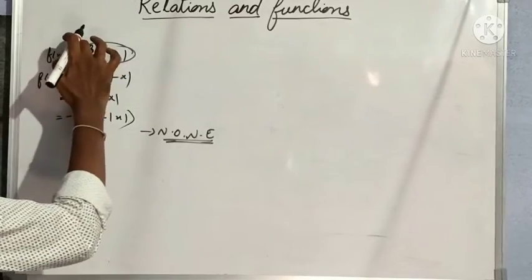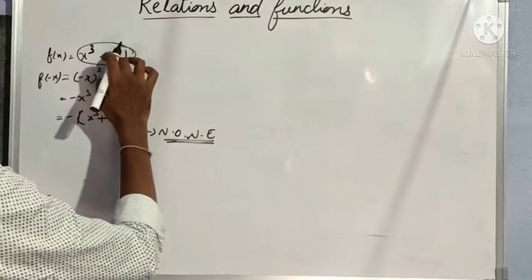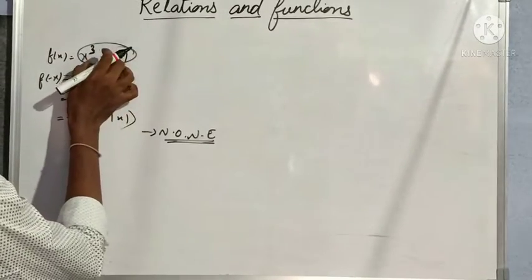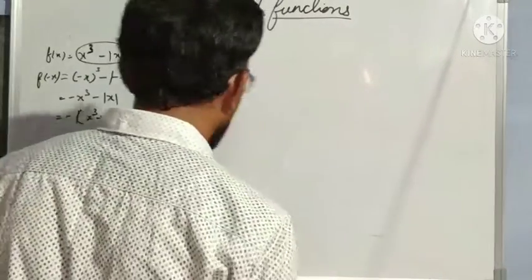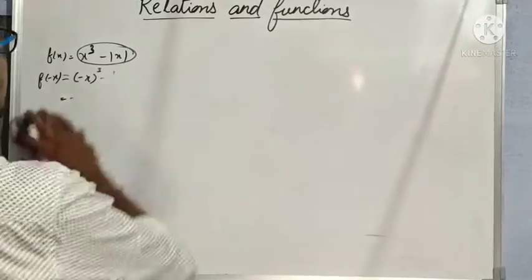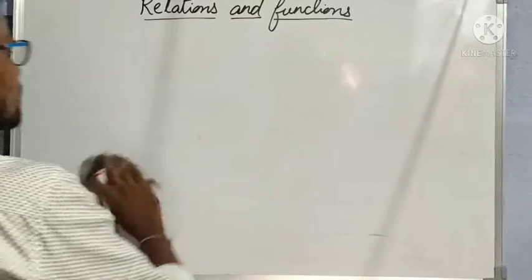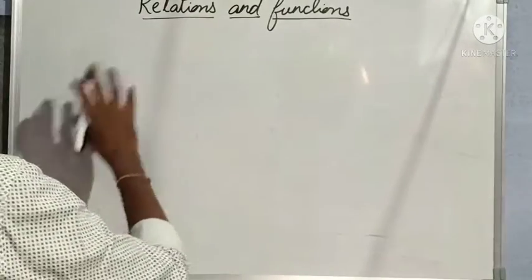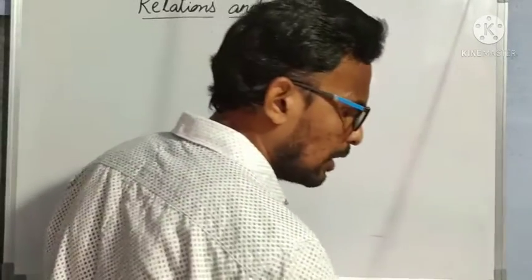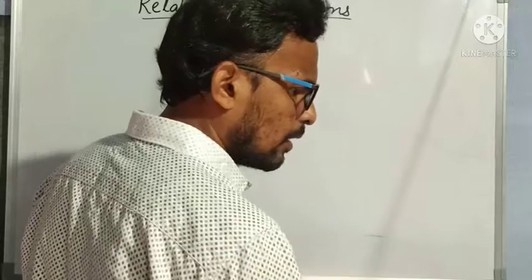So when one function is odd and one function is even, the sum or difference of the two functions is neither odd nor even. Understood? Now we already know that the sum, difference, product or division of two even functions is always even. Clear?